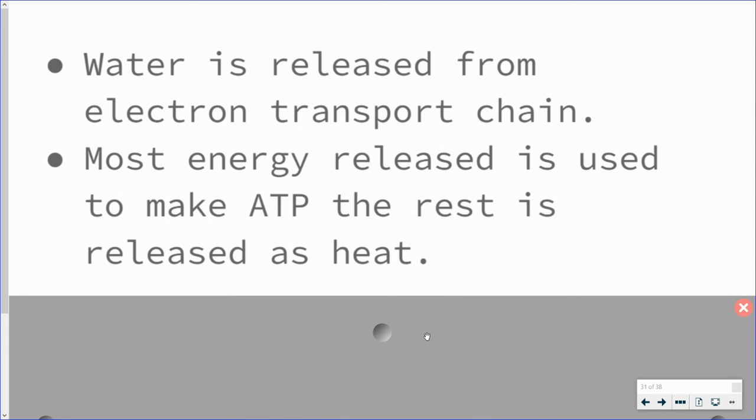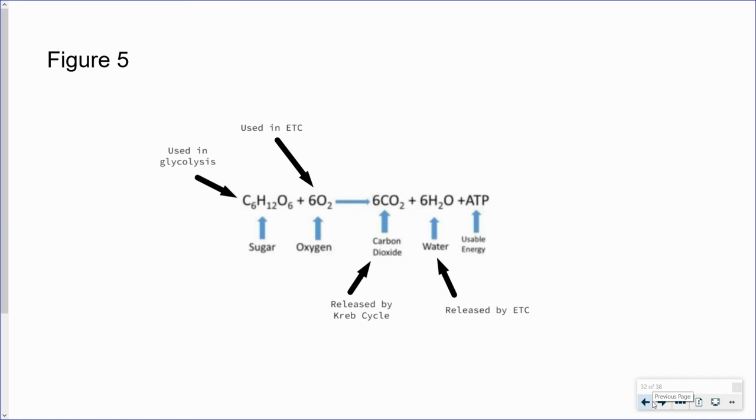Most of the energy that's released is used to make ATP molecules, again, 38 in all, but it's not 100% efficient. Some of it is just released as heat. And that's what helps us maintain our body temperature of 98.6 degrees. So again, here's the equation. Glucose reacts with oxygen to produce carbon dioxide and water.